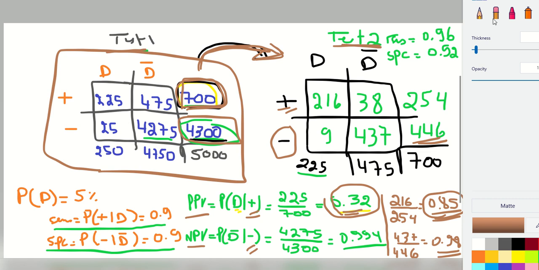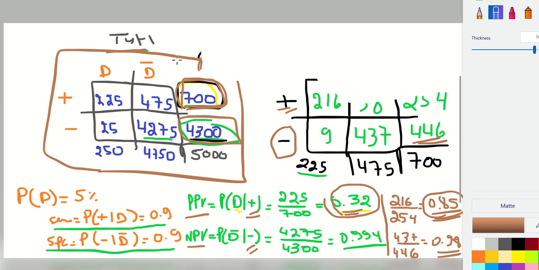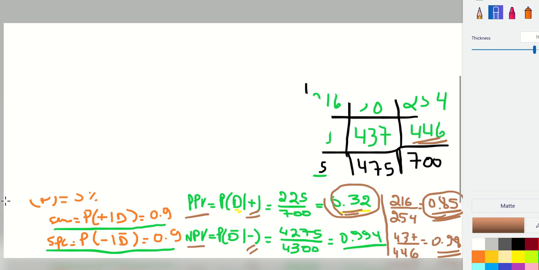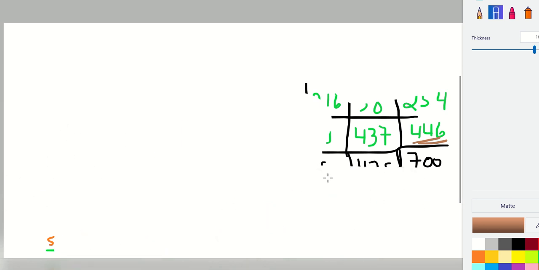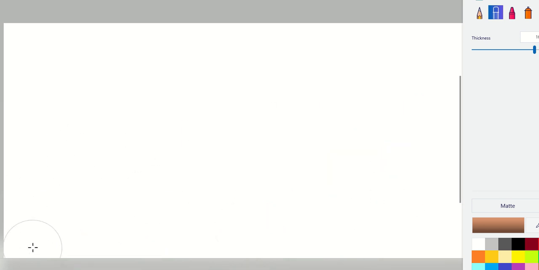And let me just do one last thing. I just want to show you what independent means. If two elements are independent, how can you see that in the contingency table?